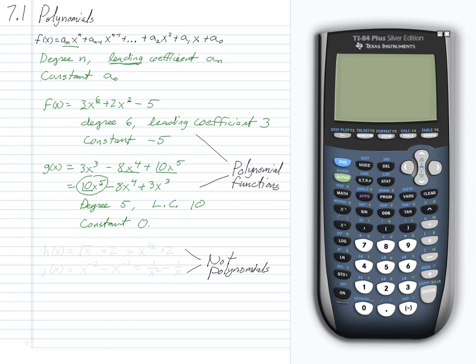Now I just want to give you a quick example of a function we would not consider a polynomial, something like the square root of x plus 2. So remember, the square root is like a 1/2 power, and that's not okay. And another, maybe j of x equals x to the -2nd minus x to the -1st. These are both not allowed. This is like 1 over x squared minus 1 over x.